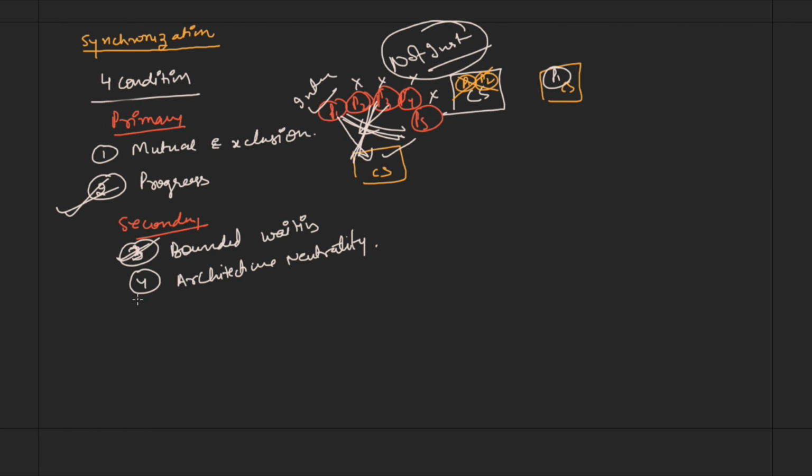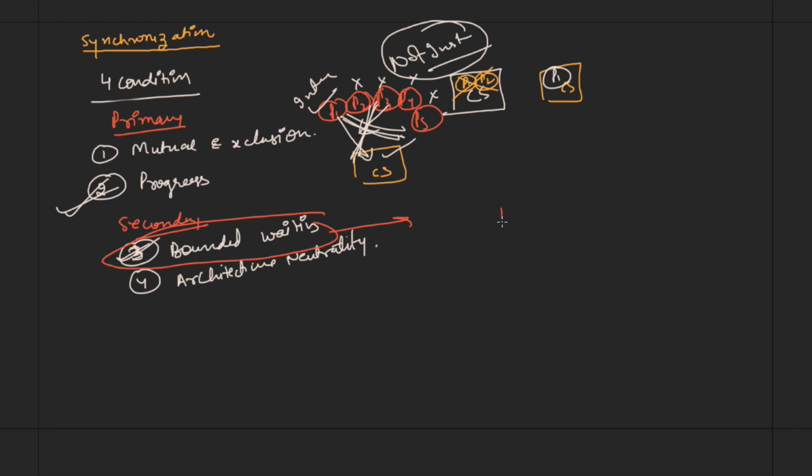When we discuss bounded waiting, it means no process should have to wait forever to enter the critical section. There should be a bound on getting a chance to enter the critical section. So if any solution does not follow bounded waiting, then there is a possibility of starvation. Let me tell you what bounded waiting is.